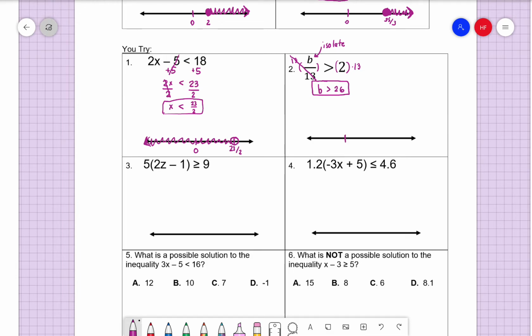So we'll say 0's over here. 26 is way over here. Draw our circle on it. There's no line underneath, so I'm not filling in that circle. And then it is greater than 26. So greater than, we go to the right of the number. So everything to the right of 26 will be in the shaded region.